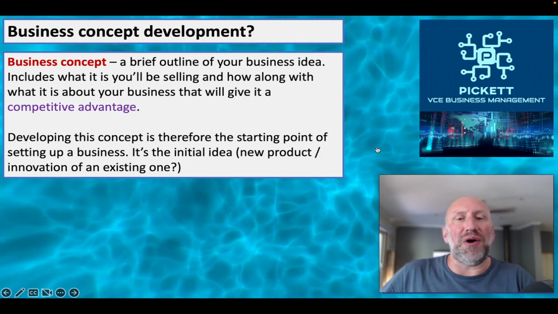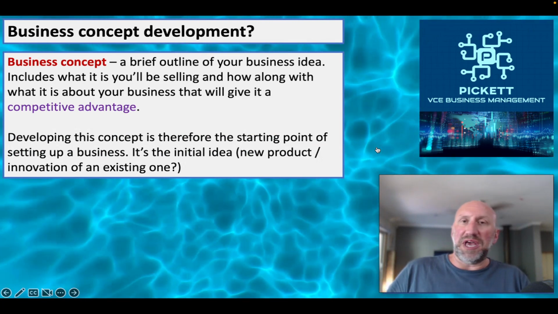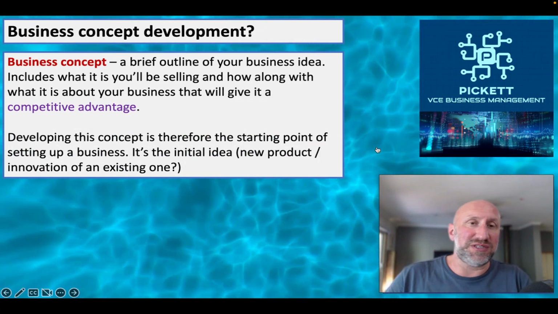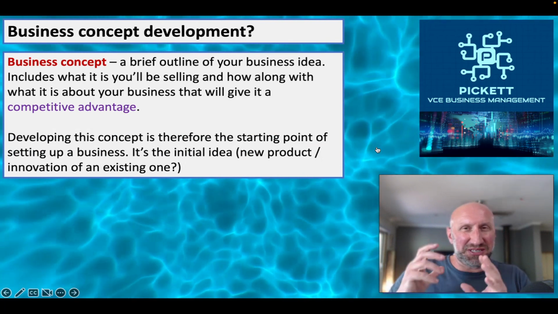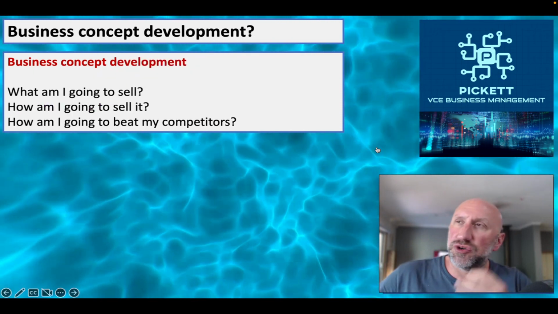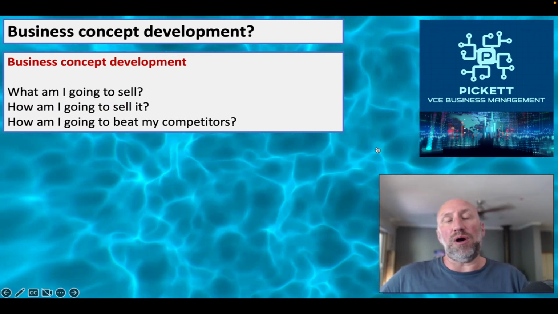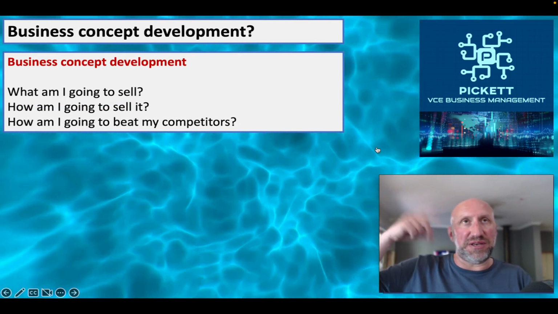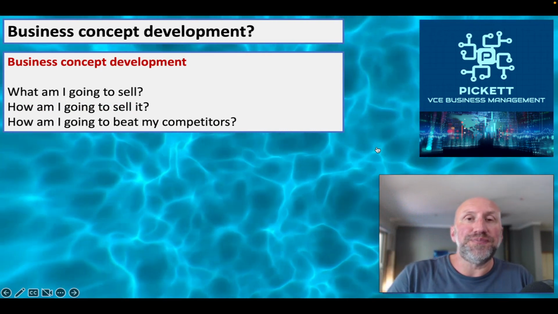It's the initial idea, whether that idea is a brand new product or service, an extension, an innovation or a tweaking of an existing product or service, it doesn't matter. This is your idea. This is your concept. This is the starting point of everything. So the questions you're asking yourself at this stage are: what is it that I'm going to sell? How am I going to sell it? How am I going to beat my competitors?